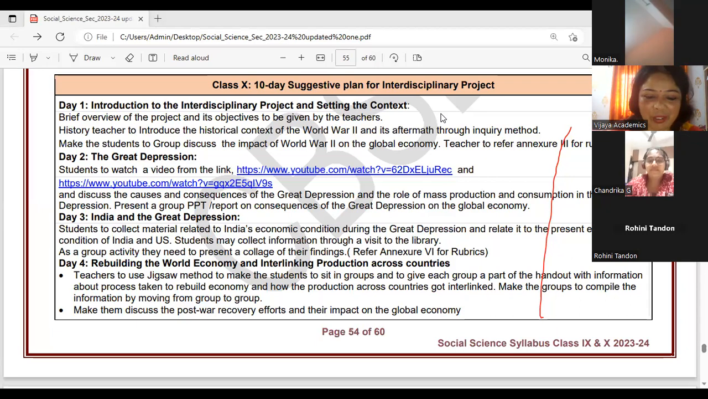Let us see now day 3. Day 3 is India and the Great Depression. Students to collect material related to India's economic conditions during the Great Depression and relate it to the present economic condition of India and US. Students may collect information through a visit to the library as a group activity. They need to present a collage of their findings. See, each and everything is provided by CBSE. We are going to see this video, Great Depression.